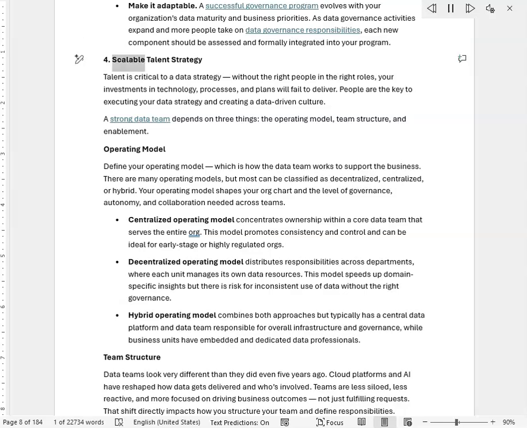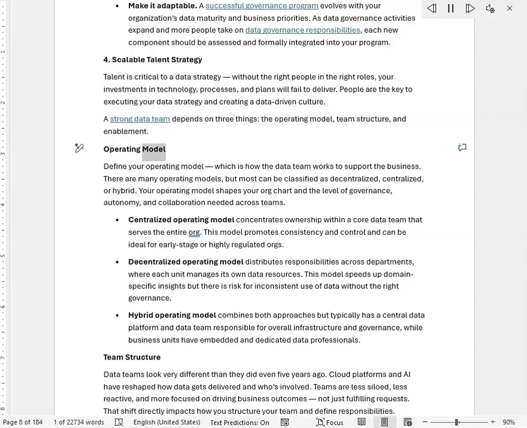4. Scalable talent strategy. Talent is critical to a data strategy. Without the right people in the right roles, your investments in technology, processes, and plans will fail to deliver. People are the key to executing your data strategy and creating a data-driven culture. A strong data team depends on 3 things: the operating model, team structure, and enablement.